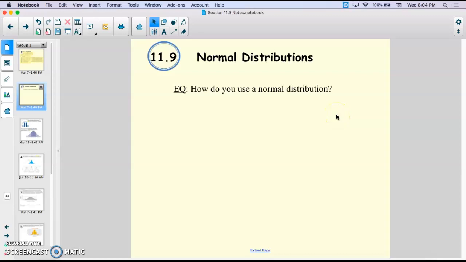Hey guys, welcome to 11.9. This is our last chapter, or last section, of the trimester. So congratulations, you've almost made it through. We're going to conclude our chapter about statistics and probability.